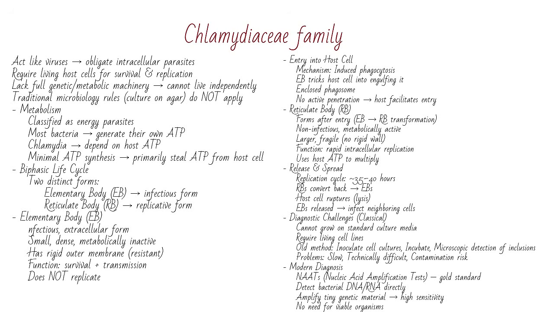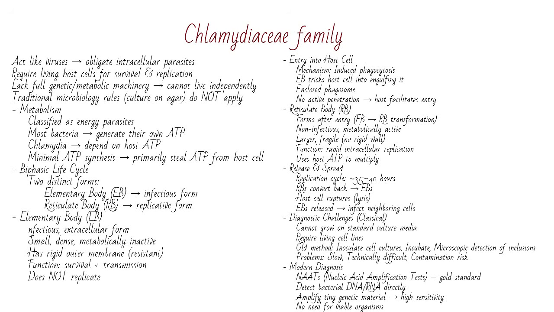They switch between two very distinct forms, the elementary body, EB, and the reticulate body, RB. The elementary body is the infectious form, a highly condensed, metabolically inactive version of the bacteria. It is built for one specific purpose, to survive outside of a host cell. Think of it as an armored transport vehicle, tough with a rigid outer membrane, driving through the environment looking for a target cell, but not replicating yet, just looking for a door.